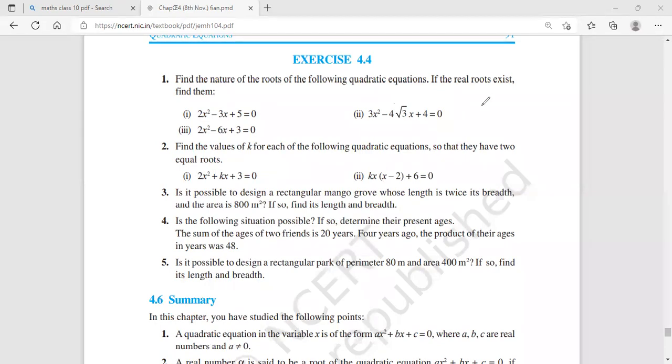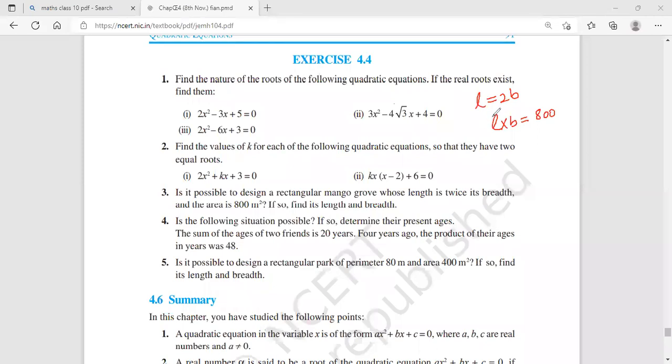So let me solve it here itself. The length, let me take it as L. It is twice its breadth. Okay, and area of rectangle is given by the formula L into B is equal to area, isn't it? Here the area is given as 800 meters square. So L into B is equal to 800, because area is given as 800, isn't it?